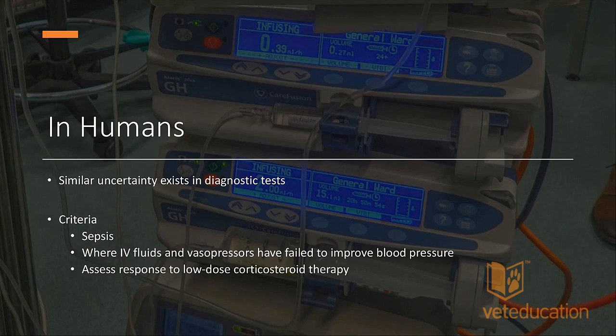In humans, they've done this a lot more, and there is similar uncertainty where some tests looking at baseline cortisol suggest it's beneficial in predicting outcome. Others are not supportive. ACTH stimulation test in some studies suggests that it's useful, and in other studies it suggests it's not useful. So what do they use in people?